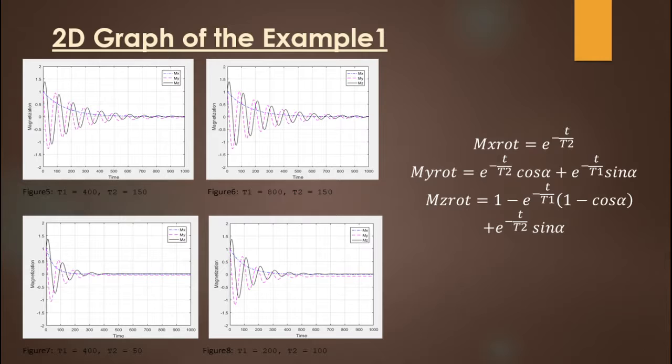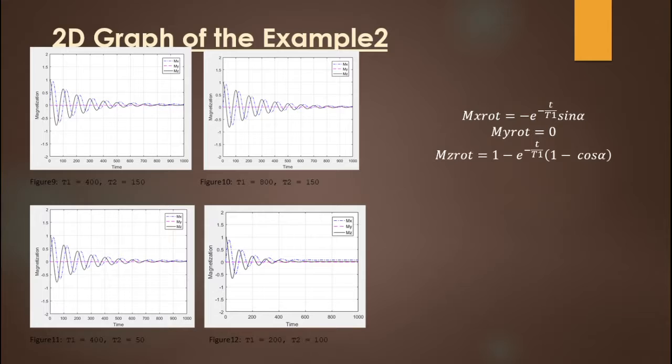And this is example 1. From both formulas and the graph, it can be understood that Mx isn't affected by T1, but when T2 decreases, it reaches steady state early. My and Mz are affected by both T1 and T2. Figure 7 is better for both My and Mz according to reaching steady state than others.